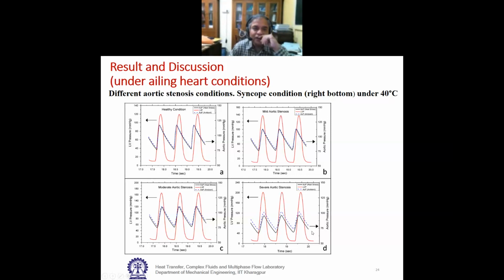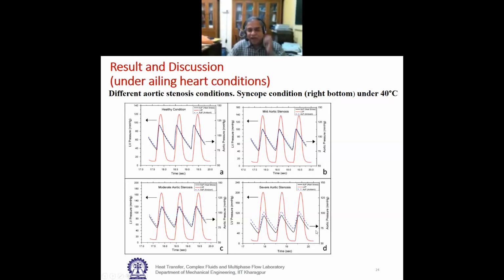And this fall can give a condition like syncope. That means the body's inbuilt mechanism does not allow the body to endure the pain for a long period of time. So some sort of senselessness or blackout may come in this condition. So this is a combination of high heat stress plus severe stenosis.